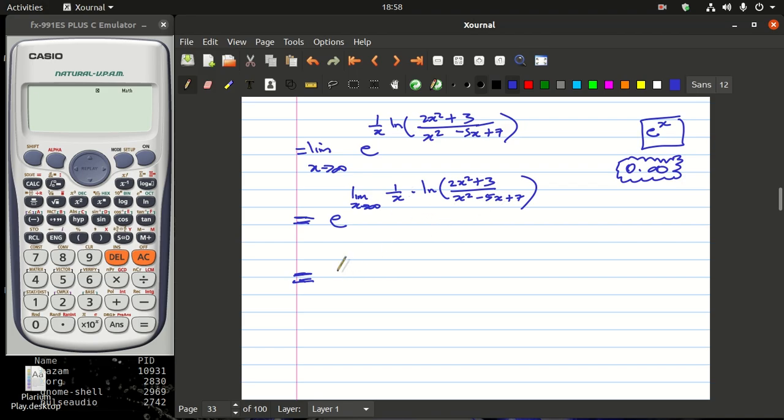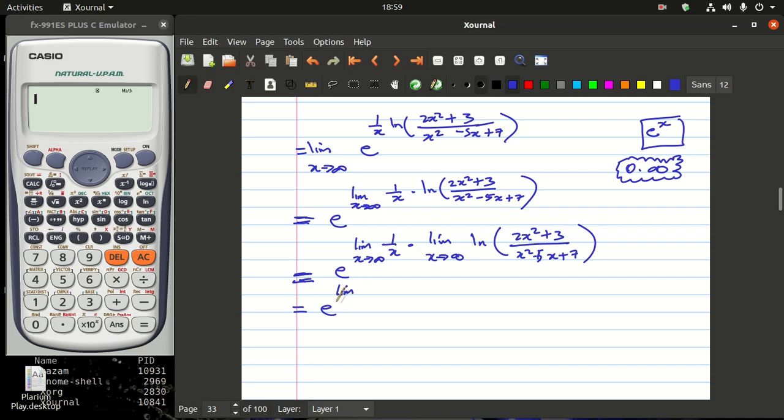Now, this one is going to be the same as the limit as x approaches infinity. Because I have a product of two functions, I'm going to take the limit of this function here and then multiply by the limit of the other function, and then I take the product of these two functions. This is supposed to be ln of (2x squared plus 3) over (x squared minus 5x plus 7). Now, another thing that I want us to actually remember here, I have the limit as x approaches infinity of 1 over x times this function here.